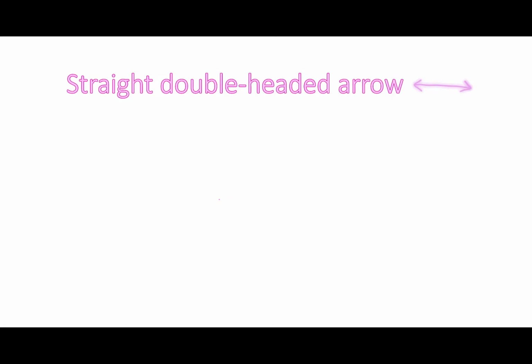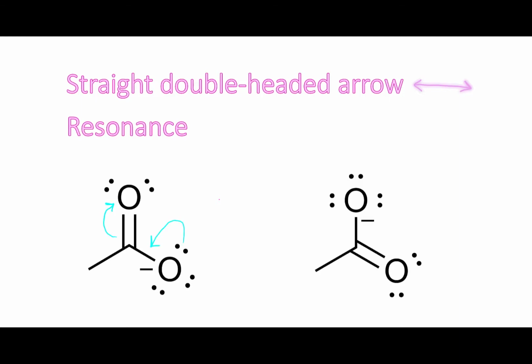Next, we'll look at the straight double-headed arrow. This arrow is used when showing different resonance structures. So in our acetate example, we actually should have been using this double-headed arrow in between these two forms. And what this tells us is that the real-world structure is a hybrid of these two resonance structures. And it does not tell us that these two are interconverting into one another. Also note that when the double-headed arrow is used, all the nuclei remain in the same place, only the electrons are drawn in different places.